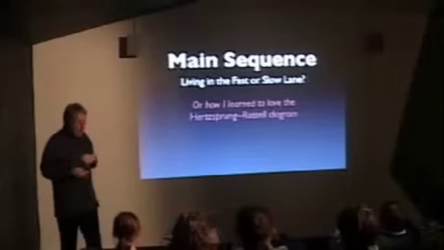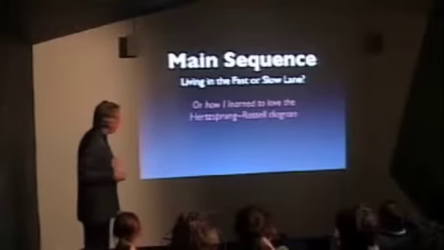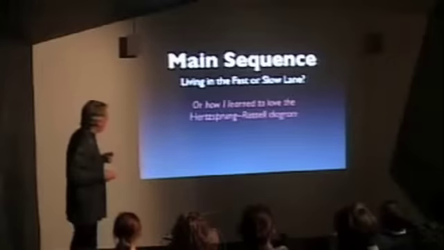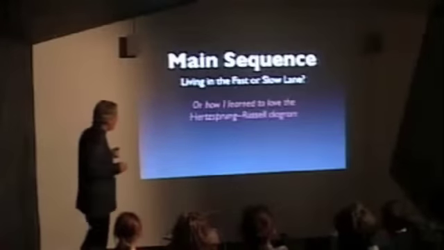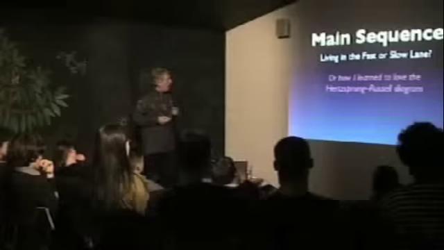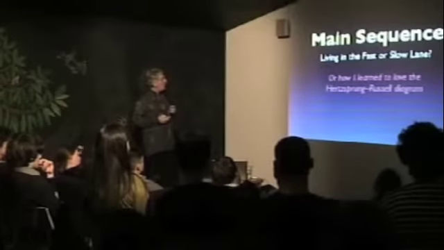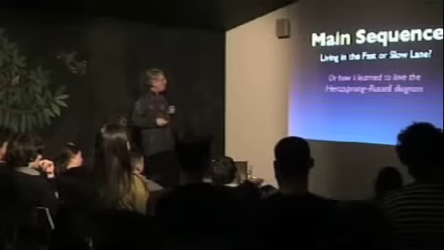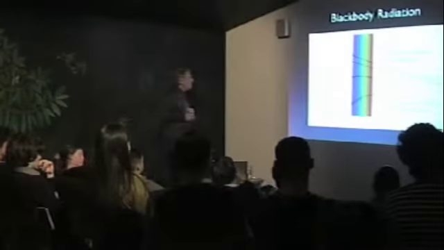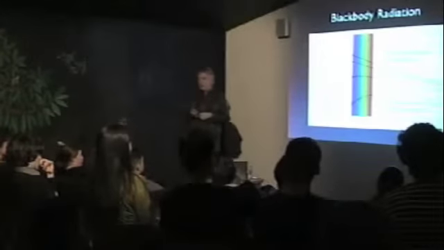So we then come to the part of a star's life which might seem a bit boring. Stars either live in the fast or the slow lane, and it all depends on their size. And we call it the main sequence, and we have this diagram to think about. But I want to talk about something called black body radiation.